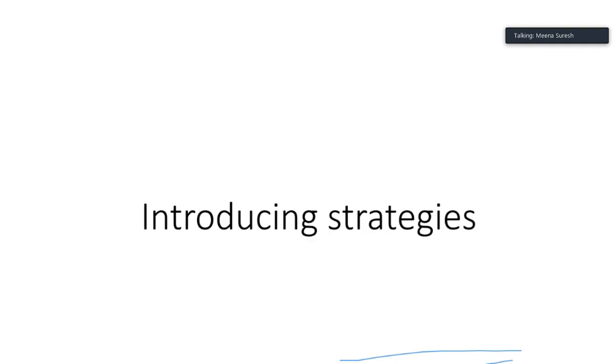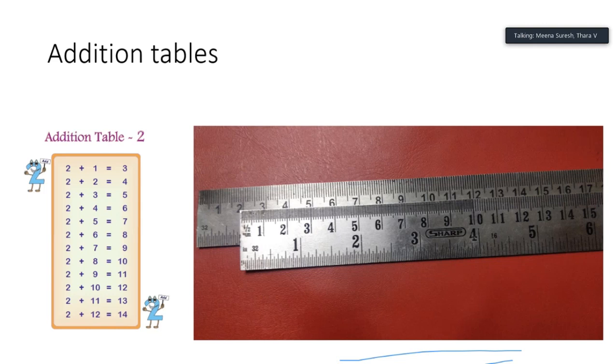After you do this for single digits, you move on to strategies. The first strategy is you have to introduce them to addition tables. You do a one-time table, they will already know, because when you introduced numbers, you would have told them 6 plus 1 is 7, 3 plus 1 is 4, how to get the next number. So you generally start with the addition table of 2.